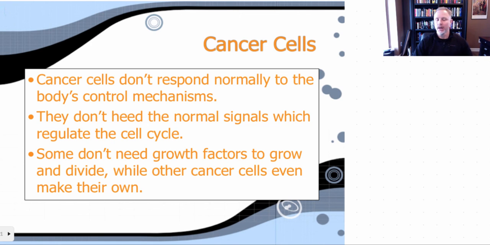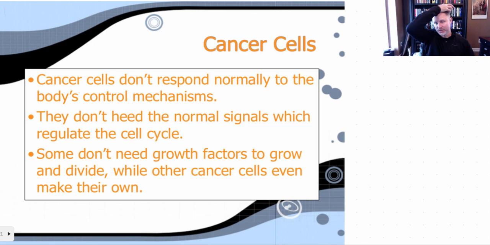Cancer cells don't respond to the body's normal control mechanisms that we talked about in the first couple of sections here. They don't listen to the normal signals that regulate the cell cycle, those checkpoints, the different things occurring to ensure the integrity of the genome. These cancer cells aren't responding to those mechanisms.